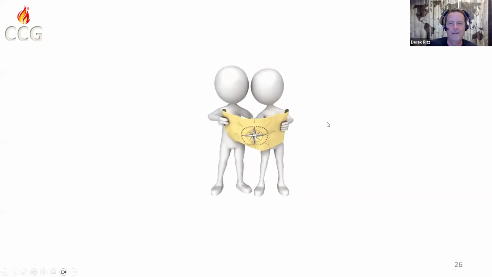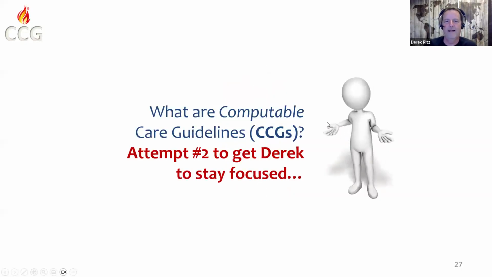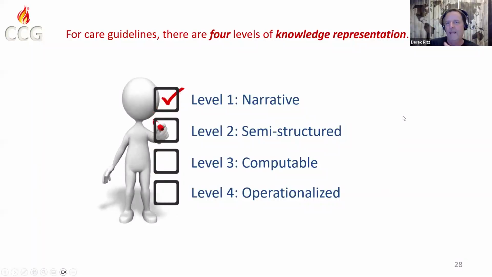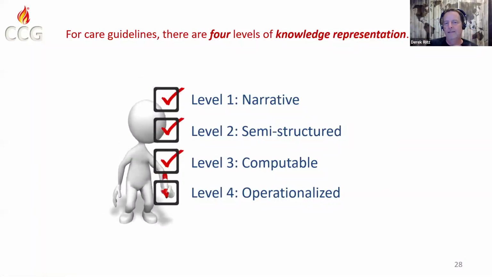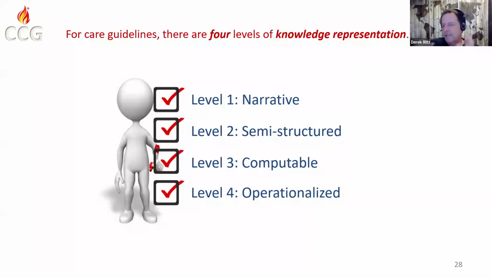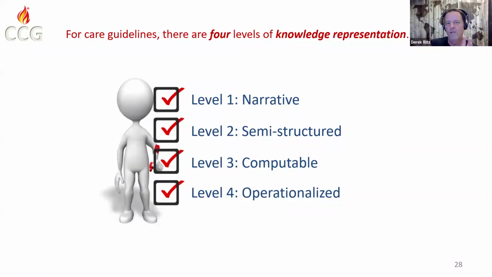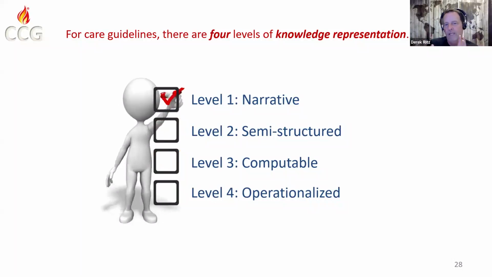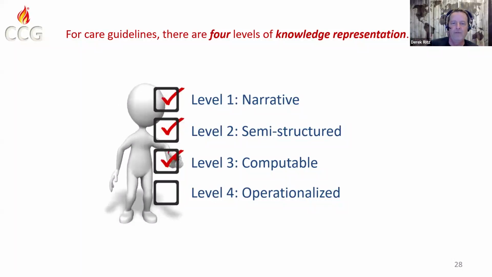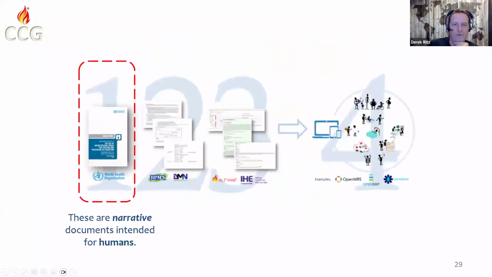Oh yeah, I was going to talk to you about what are computable care guidelines. So this is take two. Let's see if Derek can stay focused long enough to actually say what a CCG is. So for care guidelines, and this is sort of the best thinking of the US CDC and WHO and others, there's 4 levels of knowledge representation. At level 1, you have the narrative level. Level 2 is semi-structured. Level 3 is the computable level. And in level 4, you've operationalized the computable care guidelines.